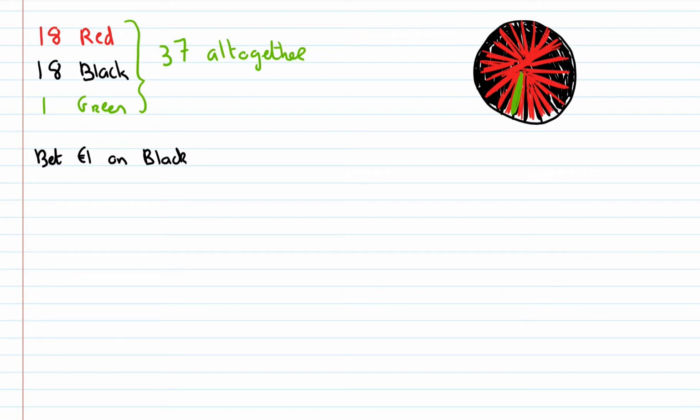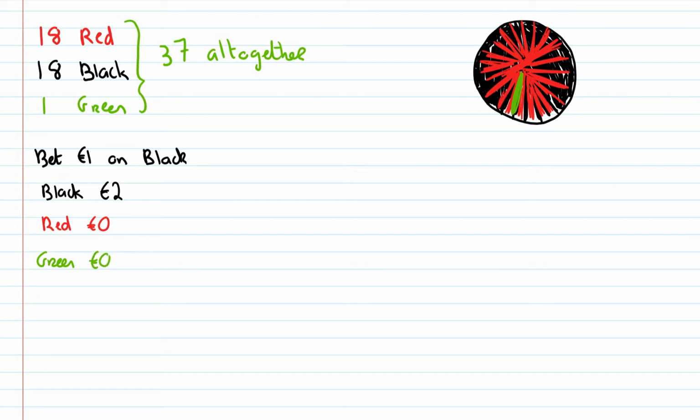And a simple bet would be if you walk up and you put €1 on black. If black comes up, you'll get €2. Obviously you'll get your own euro back, but you'll win €1. This is if I bet on black. If red comes up, I get 0. And if green comes up, I'll also get 0.